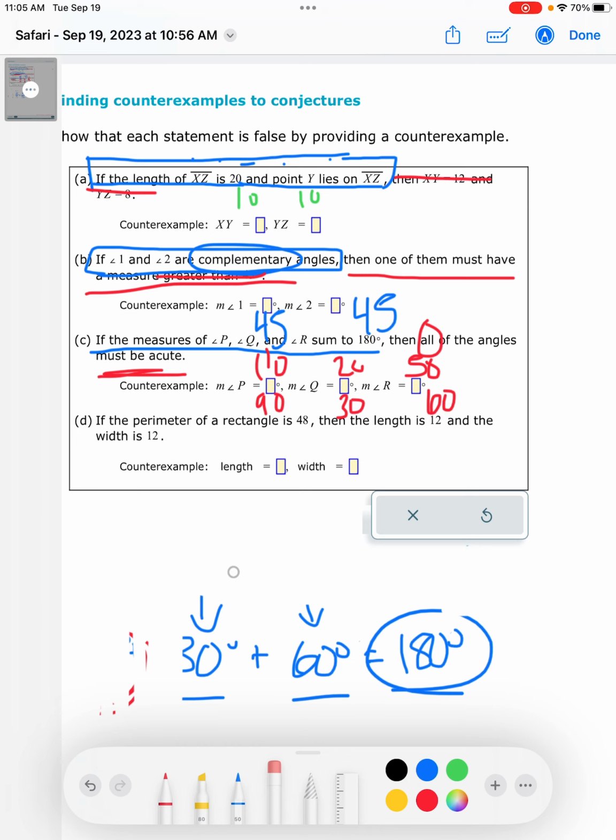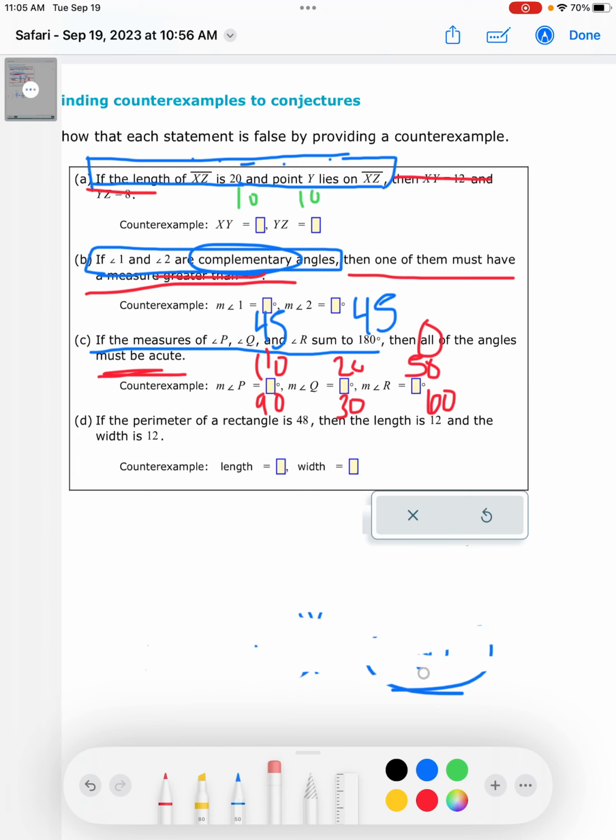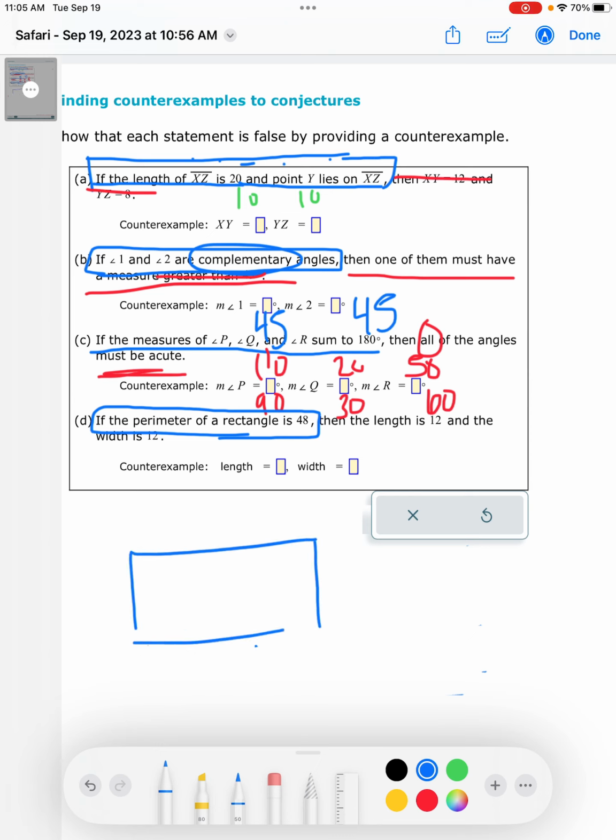So the last one says, if the perimeter of a rectangle is 48, then the length must be 12 and the width must be 12. All right, so again, I only had to follow the first half: if the perimeter of a rectangle is 48. So let's draw a rectangle. And let's see, can we make a rectangle where the perimeter is 48, but we use a different length and width than 12 and 12?